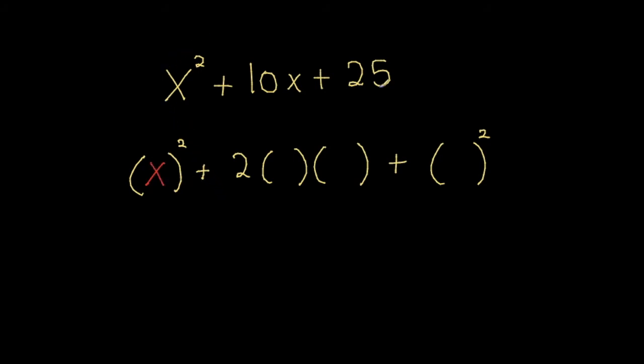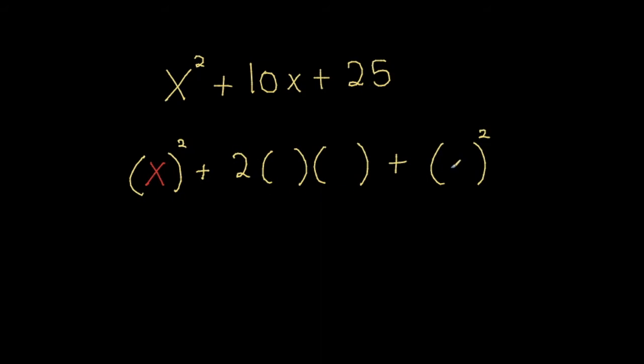Let's now jump over to the 25. Is 25 a square number? What number do we multiply by itself to get 25? There are two answers to that. There's 5: 5 times 5 is 25. And negative 5 times negative 5 is also 25, right? Because the negatives cancel each other out, so we get 25.